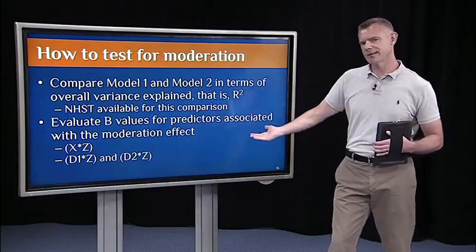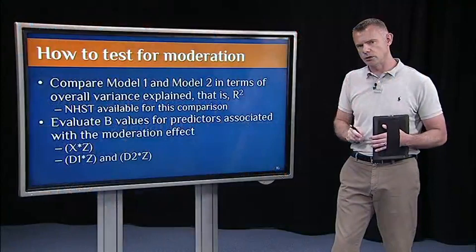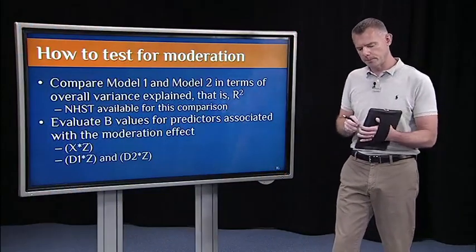Again, you could also just evaluate the regression coefficients associated with the moderation terms. And again, in the continuous by continuous case, that's real easy. There's just one. It's a little bit more difficult when you're doing a categorical, and that's why I wanted to use this as an example, because there are 2 terms, and therefore 2 regression coefficients that you have to evaluate.